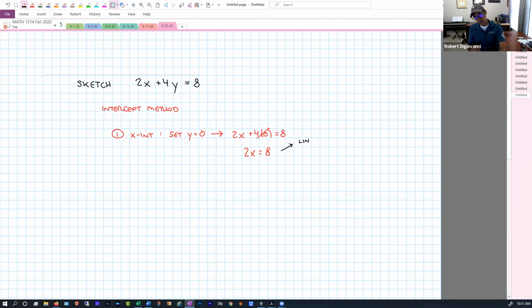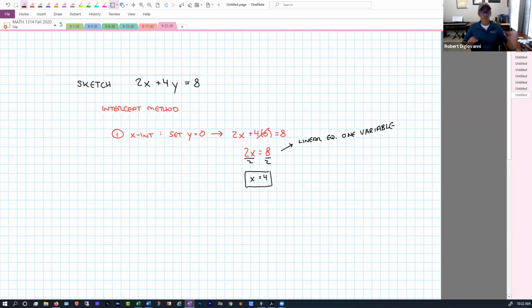Now that is a linear equation with one variable. See, we've killed off the y. So you should be able to solve that using the methods that we've already learned. So try and isolate the x. All you would have to do here is divide both sides by 2. So divide by 2, you get x equals 4.